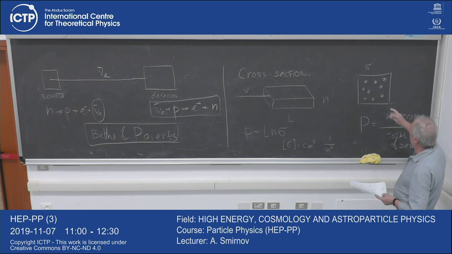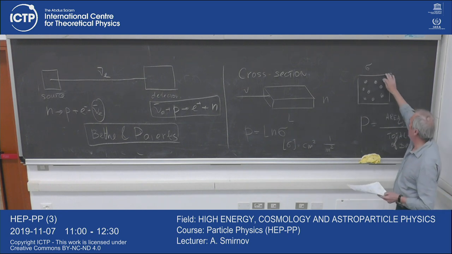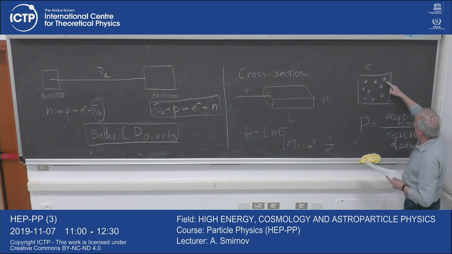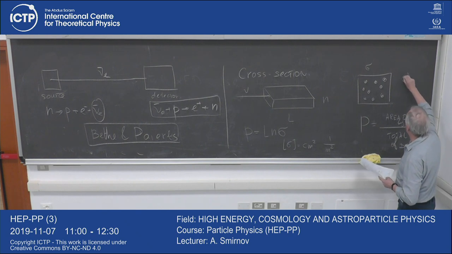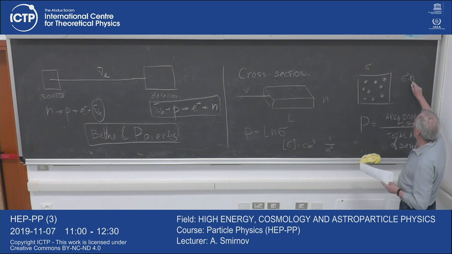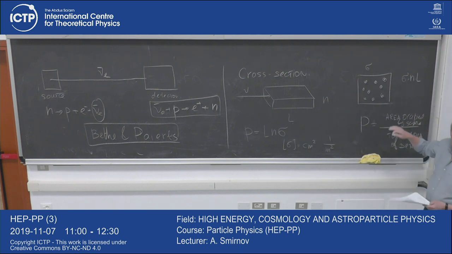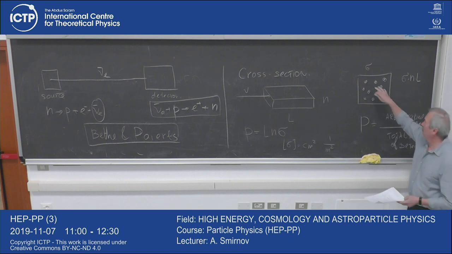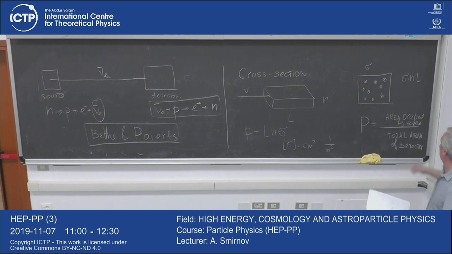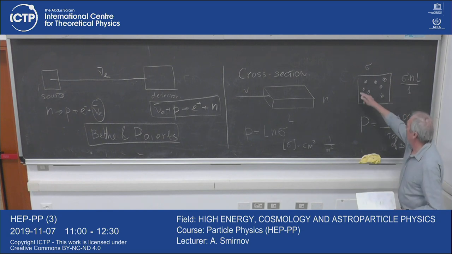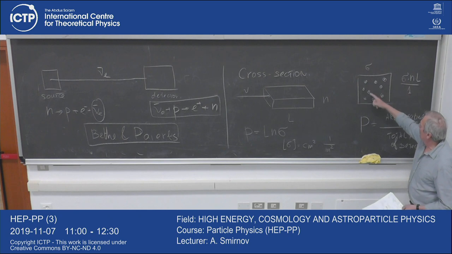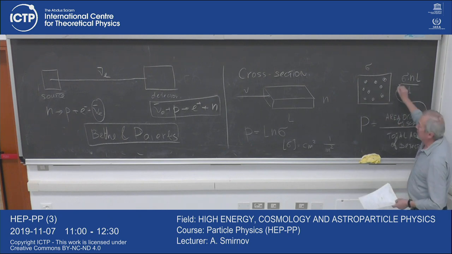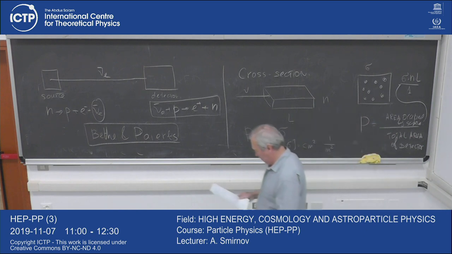So if I take unit size of the square, then the total area occupied by scatterers will be given by sigma multiplied by density and multiplied by L, right? So that will be the total number of scatterers which your neutrino will see over 1, because I took here 1 centimeter square and here I measured this, say, in centimeter cube, so that then I get this precise expression. So you see from this classical picture, I'm coming to the expressions I have written. I have written that here.